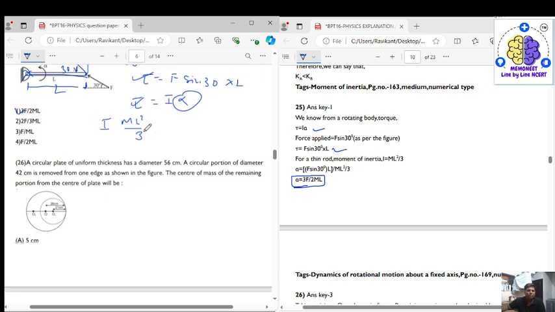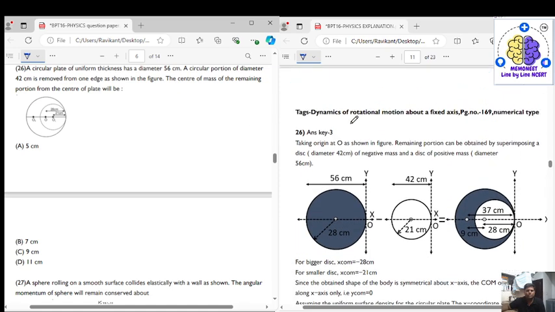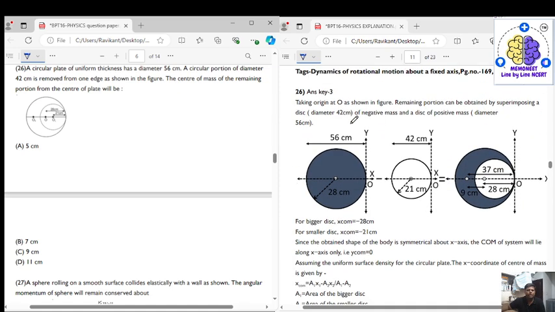Now next, coming to question number 26. Question number 26 says that a circular plate of uniform thickness has a diameter of 56 centimeters. Diameter 56 means radius is 28, right? The circular portion of diameter 42, so radius 21 centimeters, is removed from one edge as shown in the figure. The center of mass of the remaining portion from the center of the plate will be.